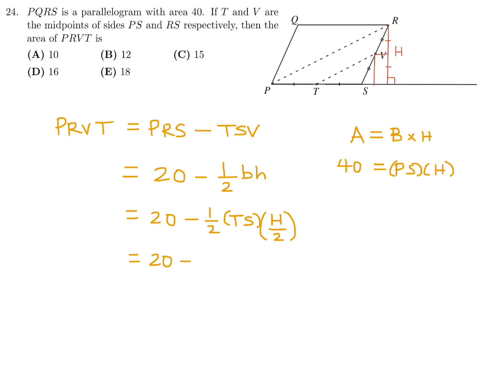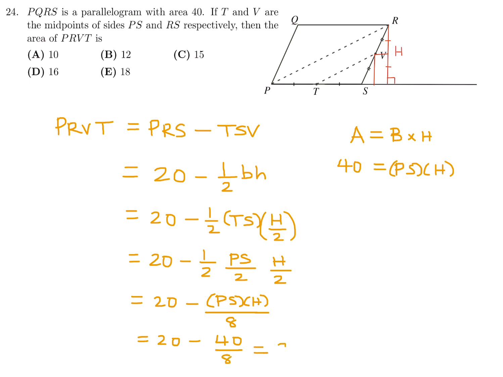So now we got 20 minus 1/2 TS. Now, what's TS? Well, TS is half of PS because T is the midpoint. So this becomes PS over 2, and this is H over 2. So this now, combining, we get PS times H all over 8. And then PS times H is 40. So we got 40 over 8. And then therefore this is 20 minus 40 over 8, which is 5. And therefore that gives you 15. So number 24, the answer is C.